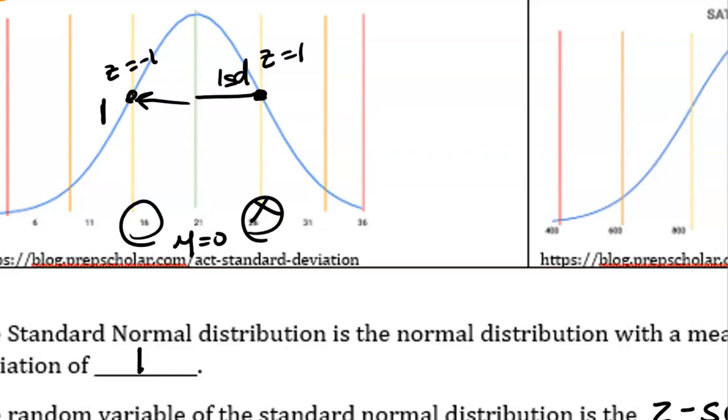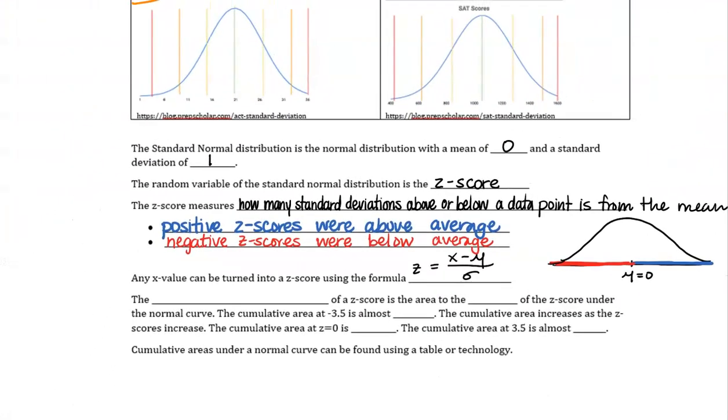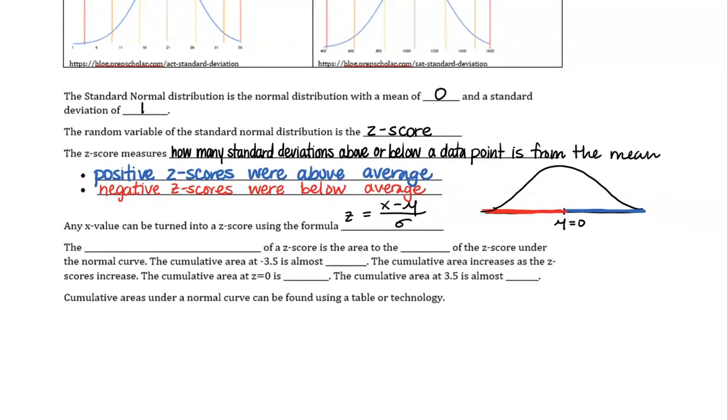If you fell about right here, you'd be a -1.5, because you're about 1.5 standard deviations away from the mean. And we will look at some examples of calculating z-scores and interpreting them in terms of the bell curve, but that was just a quick example of what's going on there. Positive z-scores are above average, negative z-scores are below average.